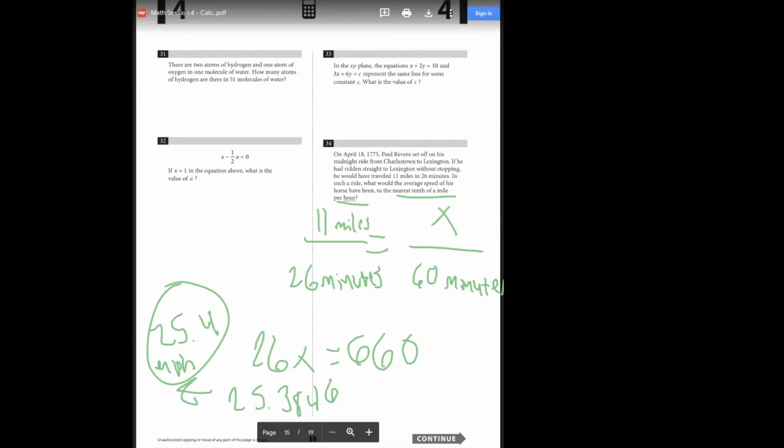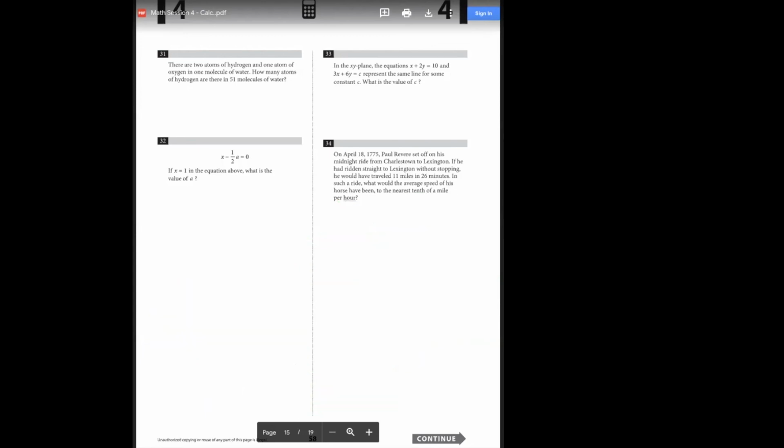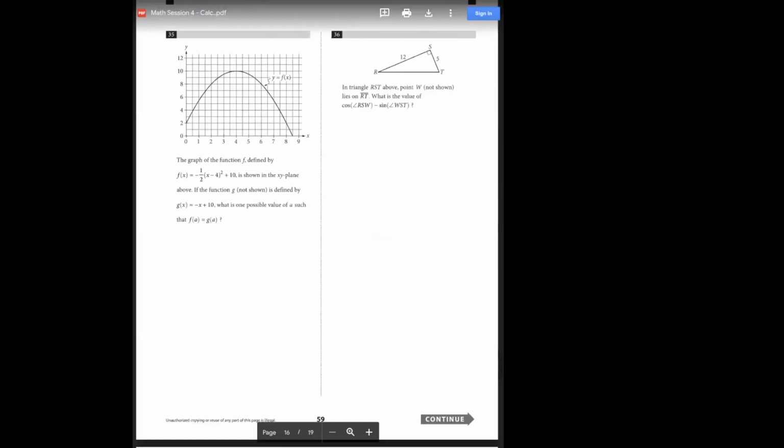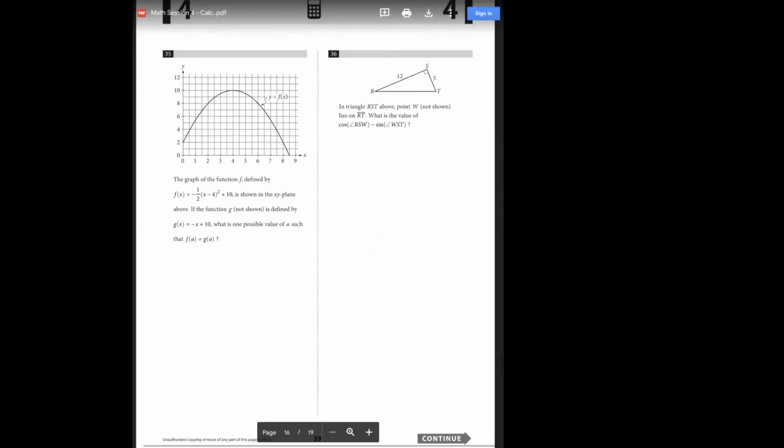And then the last one that I want to do for today harkens back to something that we did a long time ago, maybe in the first session. So let's look at 36. In triangle RST above, point W, not shown, lies on RT. So I'm just going to draw it, RT, point W. So what is the value of cosine of RSW minus the sine of WST?